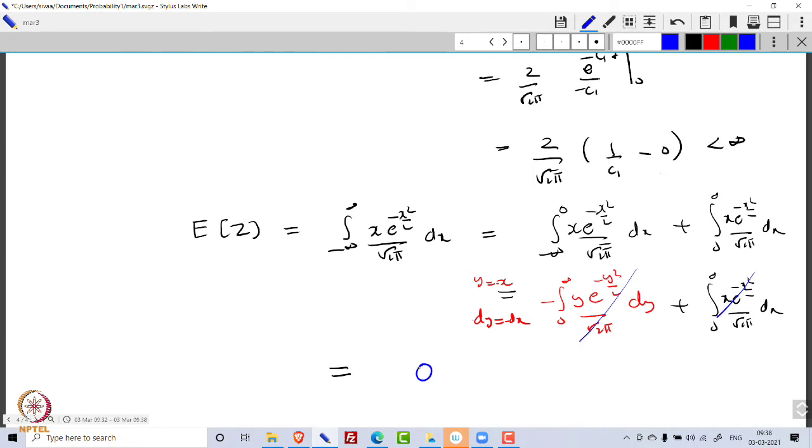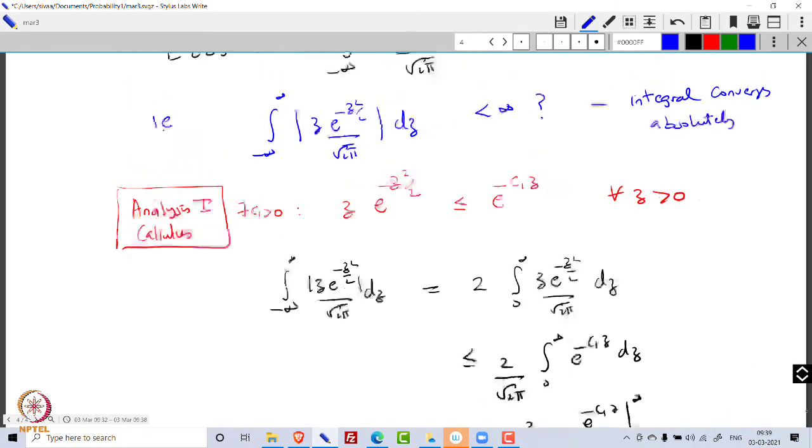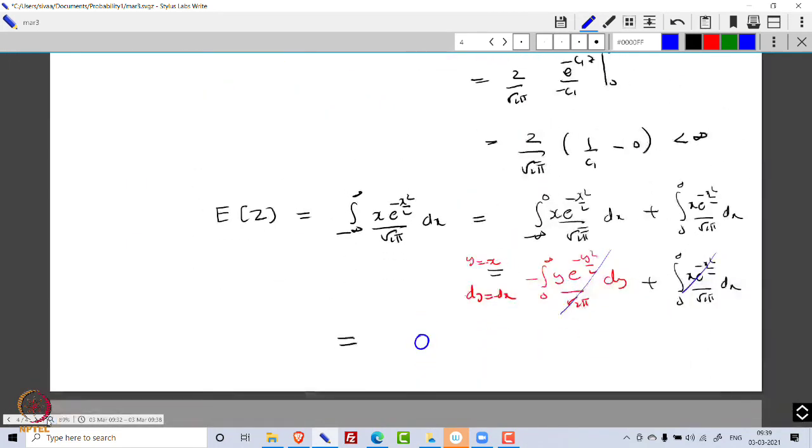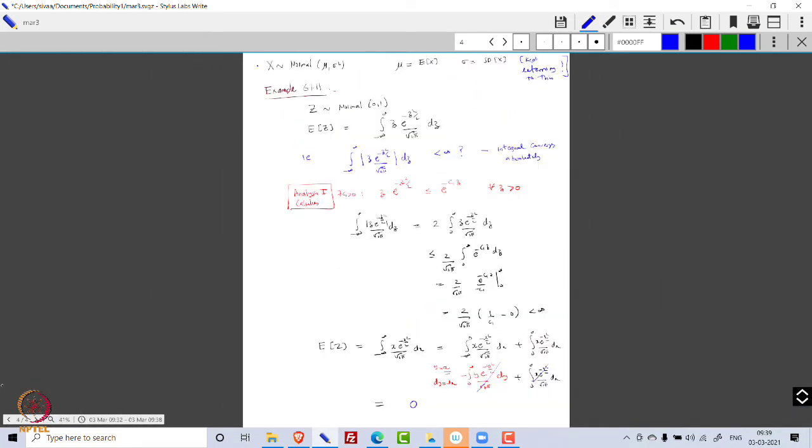So now if Z is normal 0, 1, I have shown you that E of Z is equal to 0. This calculation. Very good. Very nice. So let me now show you the variance of Z.